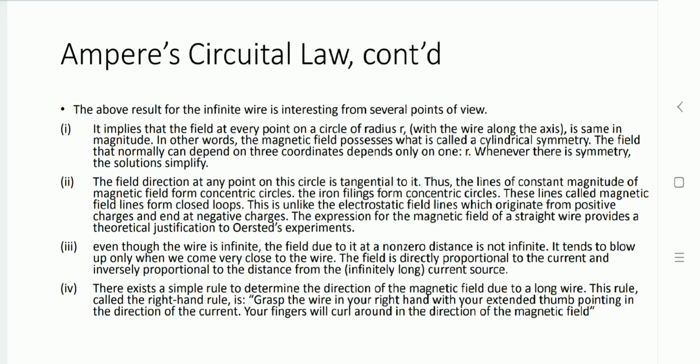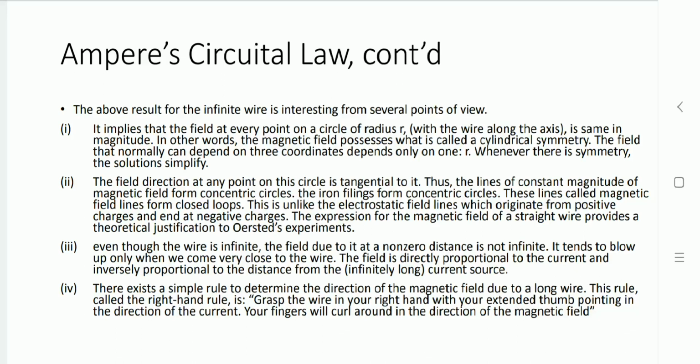Earlier we took the current direction where the circular wire is, and we are going to find out the magnetic field. Now what we are doing: take the wire in your right hand and extend the thumb in the direction of current. Wherever our fingers curl gives us the magnetic field. So the finger direction now gives you the magnetic field direction in this case, right?